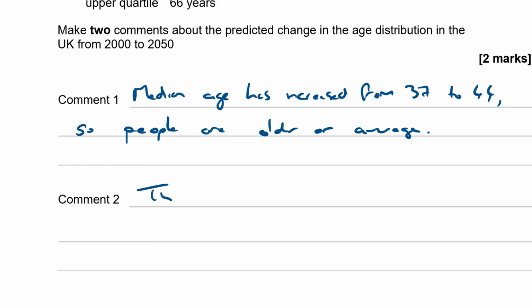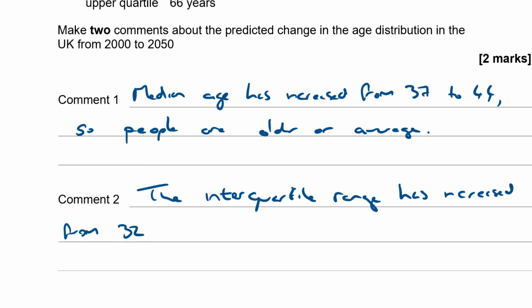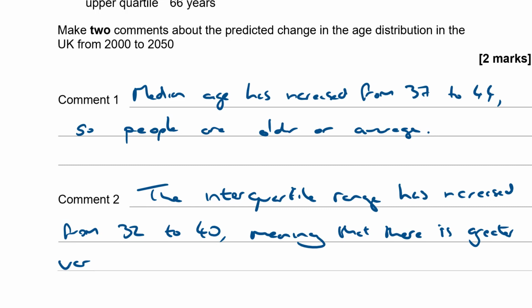And secondly, the interquartile range has increased also. So the interquartile range has increased from 32 to 40, meaning that, well, it means that there's more variation in the ages of people, meaning that there is greater variation in people's ages. Okay.